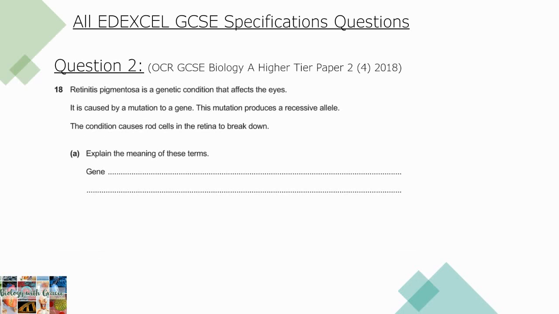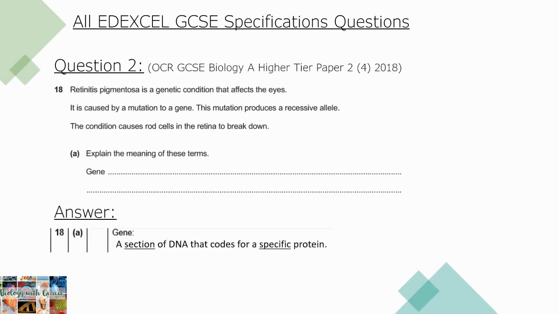Question 2, then we need to explain what a gene is. And we know that a gene is in fact a section of DNA which has a specific code that codes for a specific protein. So here we have our answer: a gene is a section of DNA that codes for a specific protein.